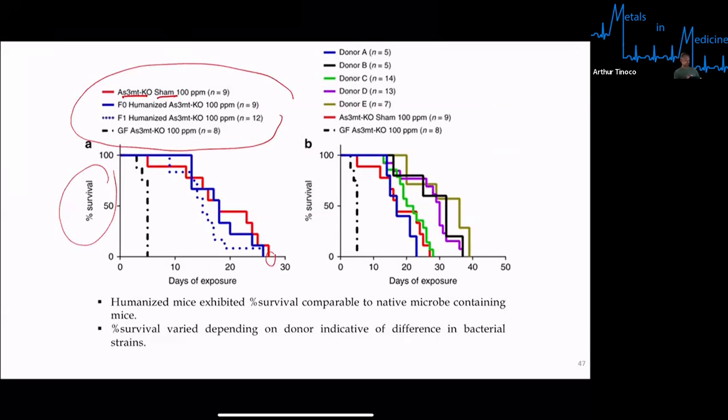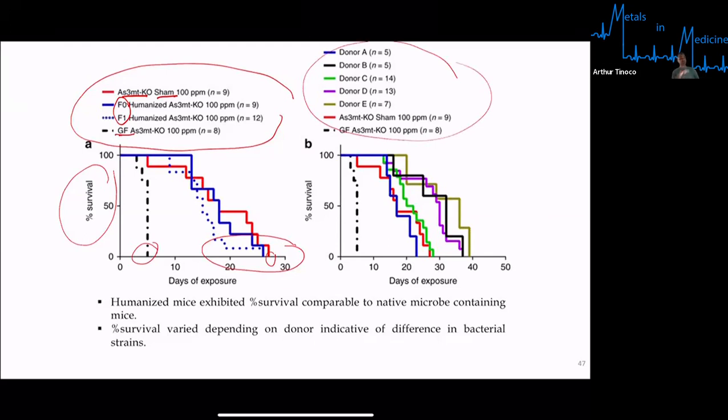But then we're also looking at the F0 and the F1 mice. These have been supplemented with human material, and we see a phenomenon that's pretty equivalent in terms of survivability. There's some variation, but at the end of the day, pretty equivalent. This is with 100 ppm treatment with the arsenic. And then finally, the mice that are germ-free, so they don't have any microbes, you see that they die earlier on. The next thing was to assess how different donors in the general population affect survivability.